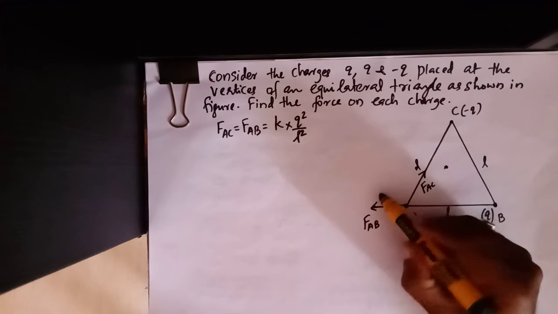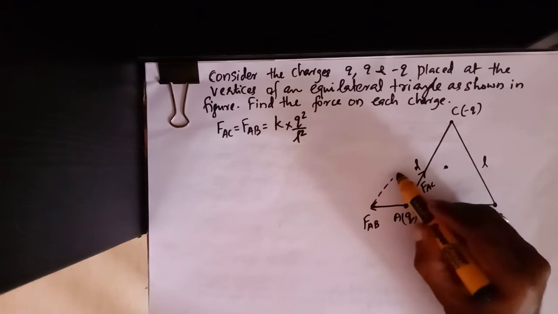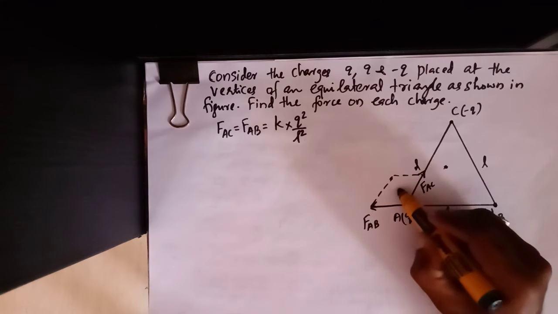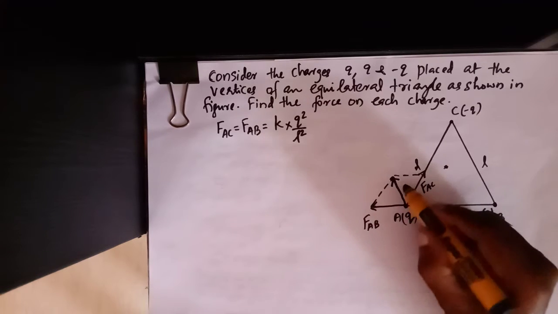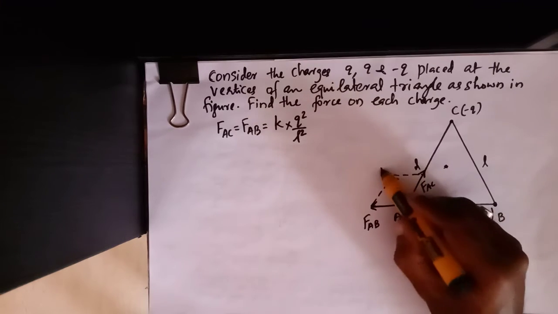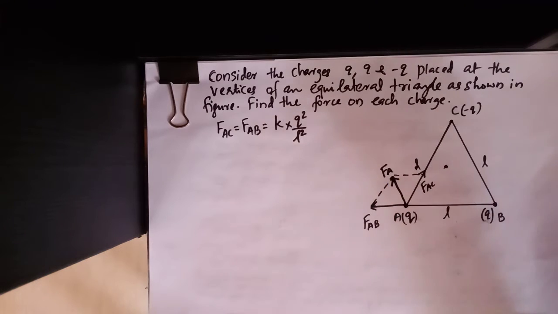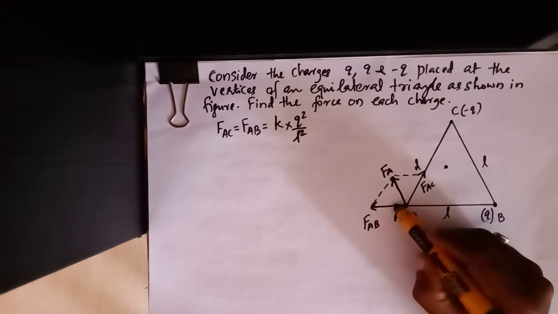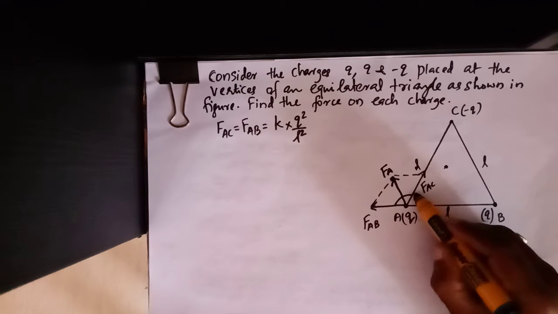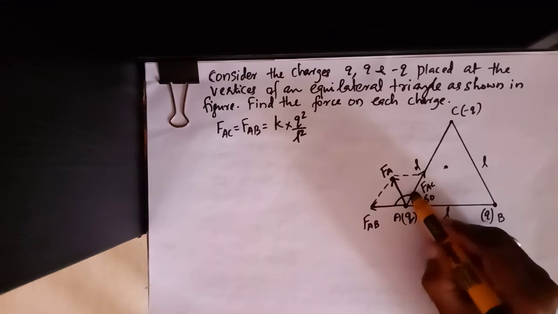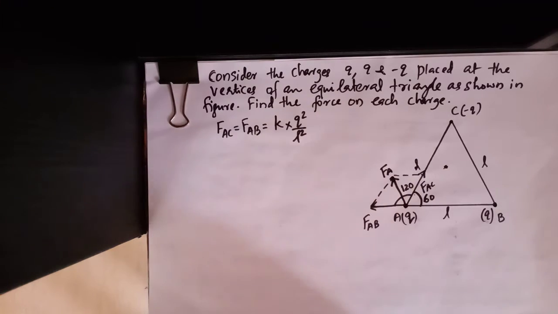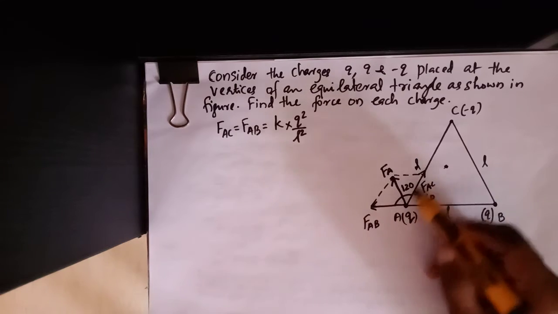Now we need to find the resultant. How will you find the resultant? By the parallelogram law. When you construct the parallelogram, the diagonal will be the resultant. This will be the resultant, and we can name it FA. What is the angle between FAC and FAB? Since it is an equilateral triangle, we know that this angle is 60 degrees. The remaining angle will be 120. So the angle between these two vectors is 120 degrees.